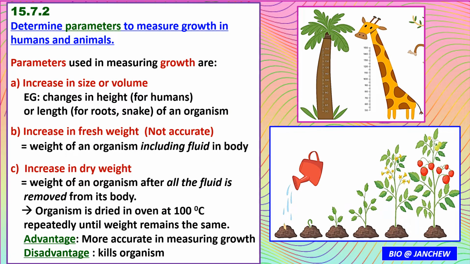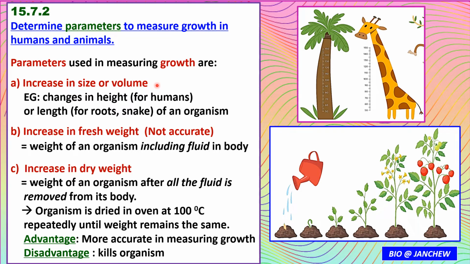Second learning outcome, determine the parameters to measure growth in humans and animals. So parameters are just factors that can be used to measure a process. For example, measure the process of growth, right? The factors that can be used to measure the process of growth. And there are many parameters that can be used to measure growth. Now for humans, just recall when you were younger, all right?